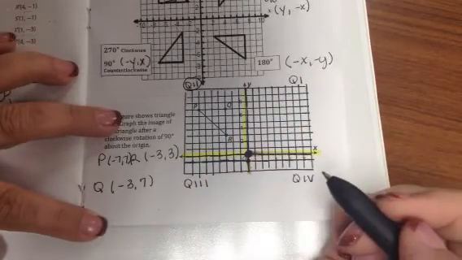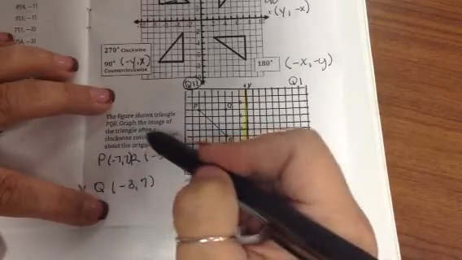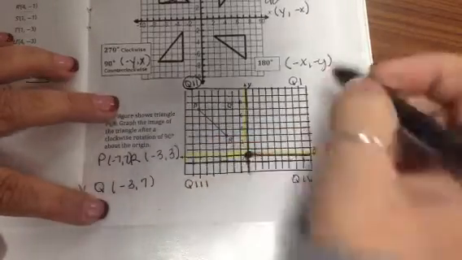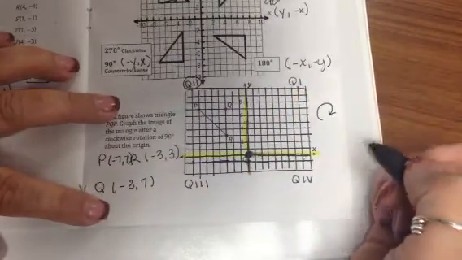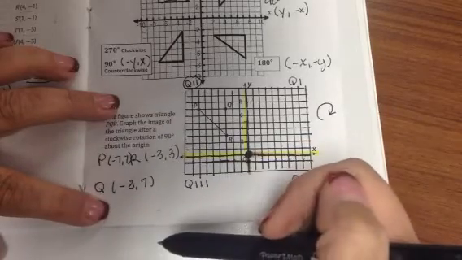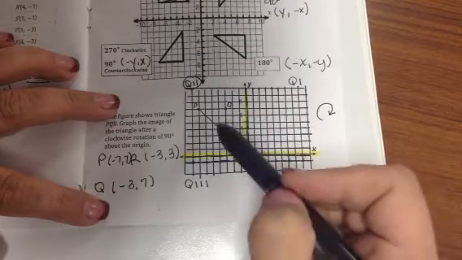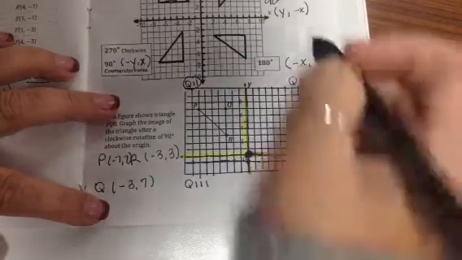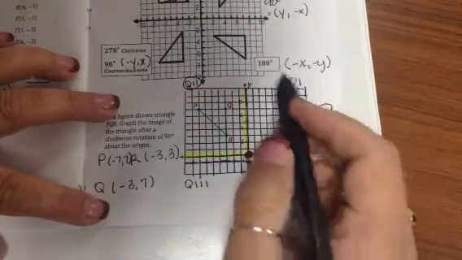Okay, now we're going to rotate. And it tells us to graph the image of the triangle after a clockwise rotation of 90 degrees. So clockwise, we're going this way. And we're going 90 degrees, which means we're moving one time. So if we're here and we're going this way and we're moving one time, that is going to put us in quadrant 1. I'm going to put a star beside quadrant 1 because that's where I want to go.